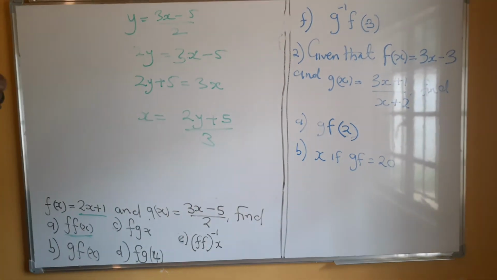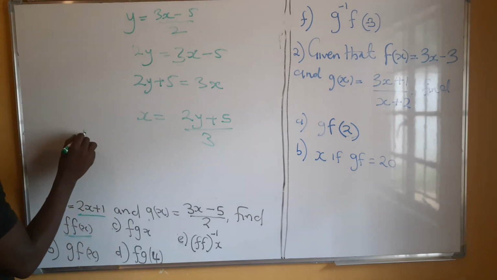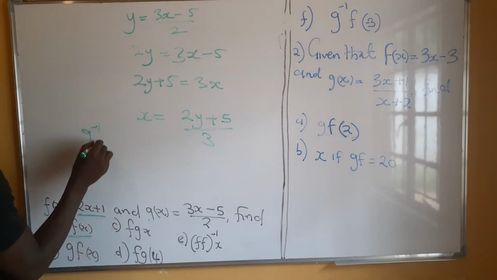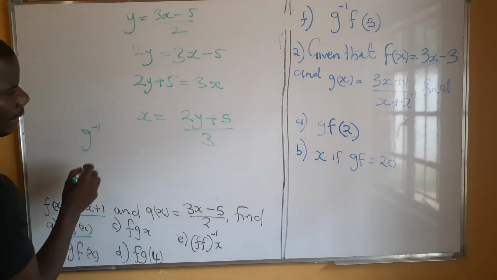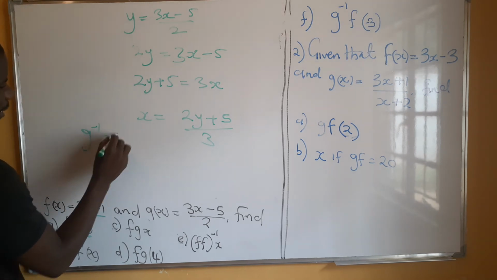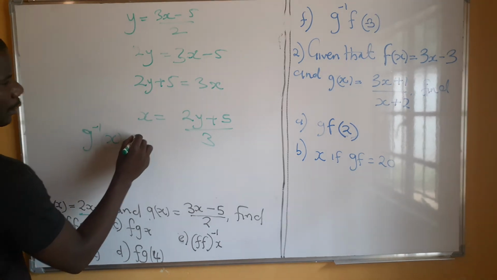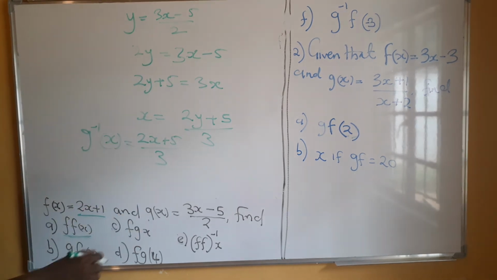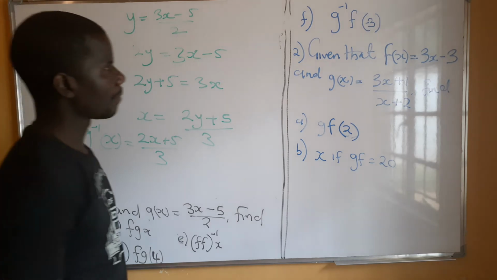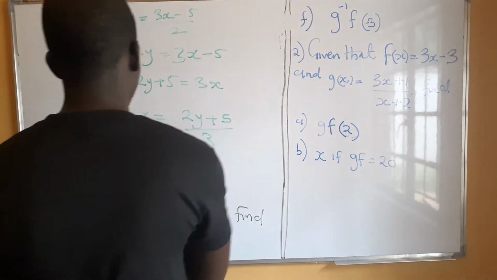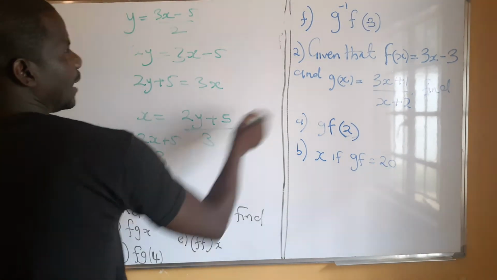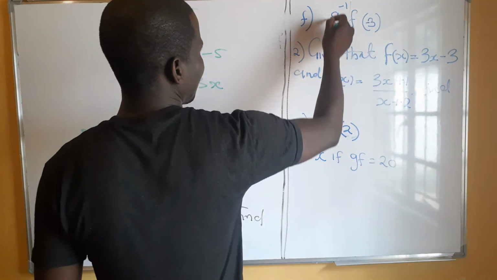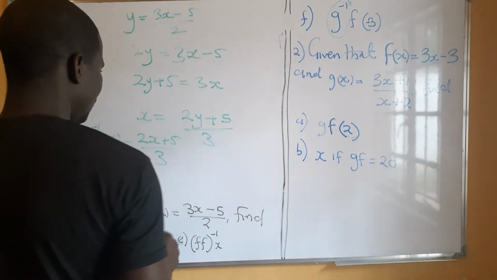Okay? So the inverse of g, my markers are running out. G inverse is going to give us 2x plus 5 over 3. This is our G inverse. Okay? This is our G inverse here. This part. This is our G inverse.